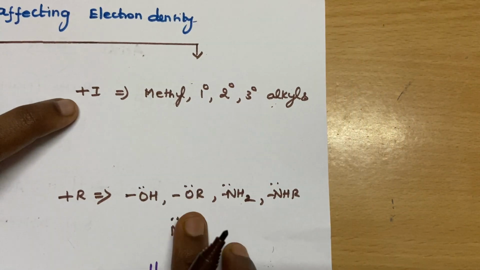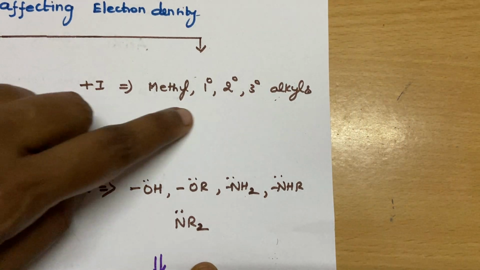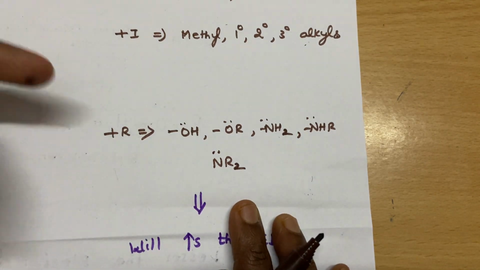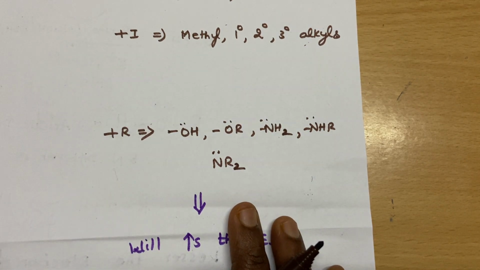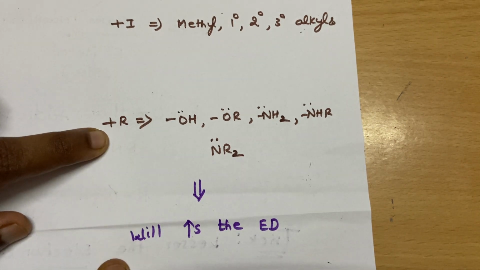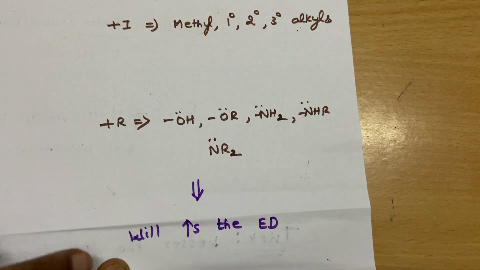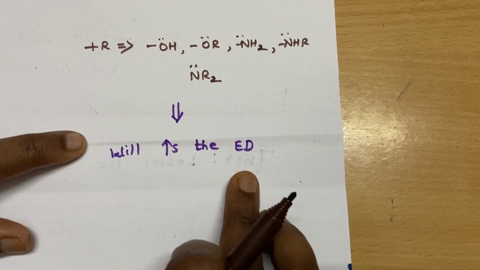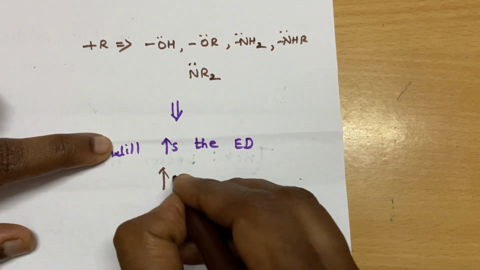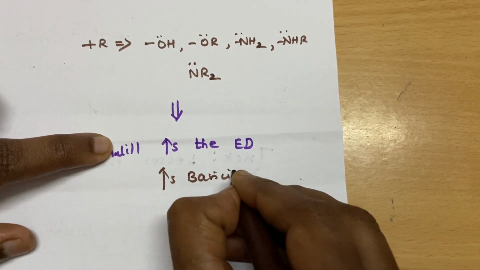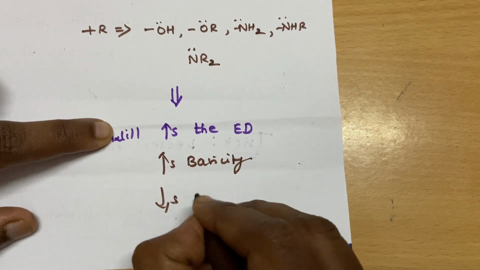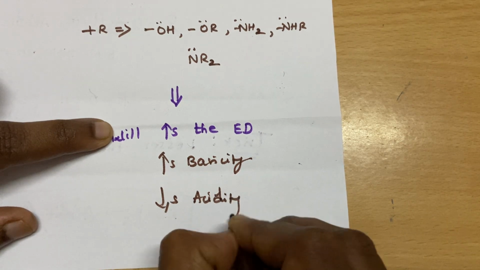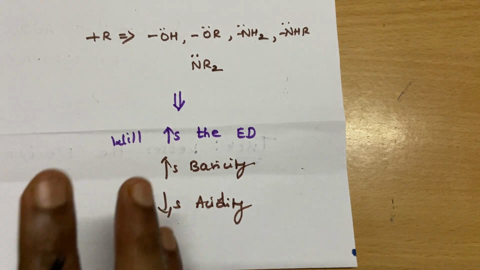And the groups that show positive inductive effect, you know what it is. I have given a detailed description in my previous video, so please watch it. Both plus I and plus R effects are going to increase the electron density. If it increases the electron density, basicity is going to increase, so the acidity is going to decrease. So this is the trick we are going to follow.